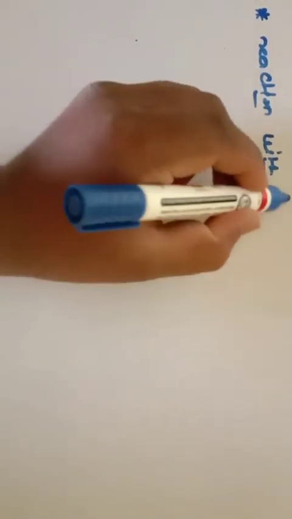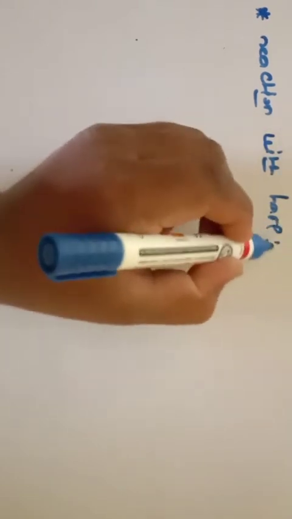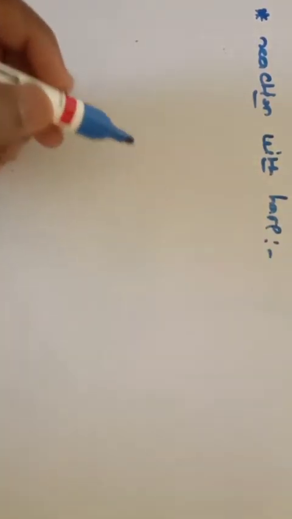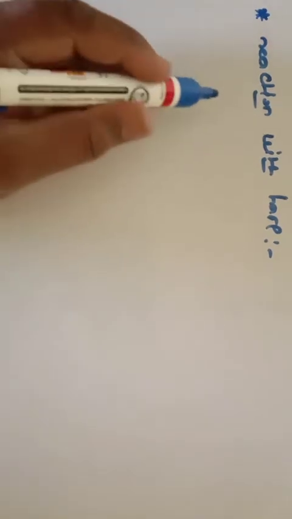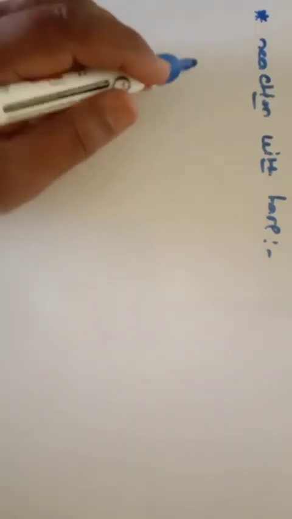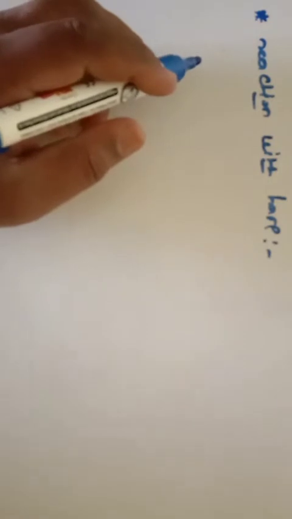Reaction with base. So what happens when the base reacts? We already discussed the reactions of this carbohydrate with oxidizing agent, with reducing agent, and the reaction with phenylhydrazine, and now we are interested in the reactions of this carbohydrate or sugar molecule with base.